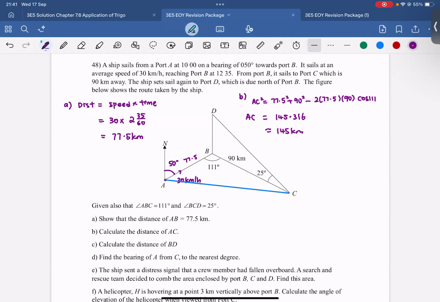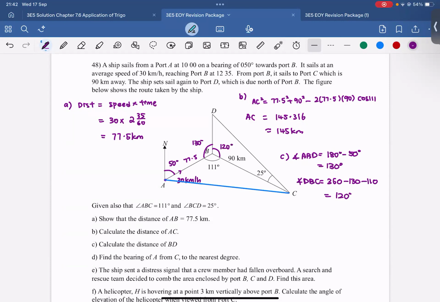Part C. Calculate BD. How to calculate BD? We first find this angle. Angle ABD. How do I find angle ABD? 180 minus 50. This is 130. Why do I find this angle? Because I want to find this angle. So angle DBC equals to 360 minus 130 minus 110. 120 degrees. So this angle is 120.